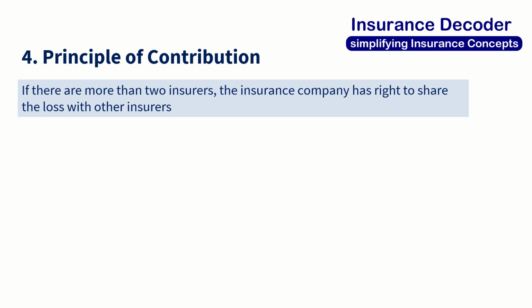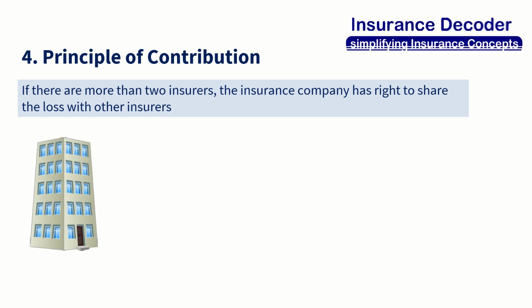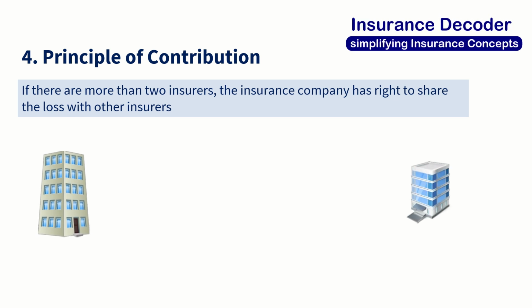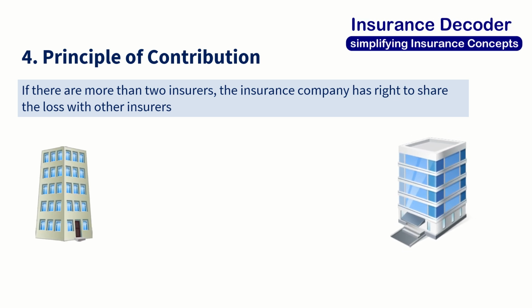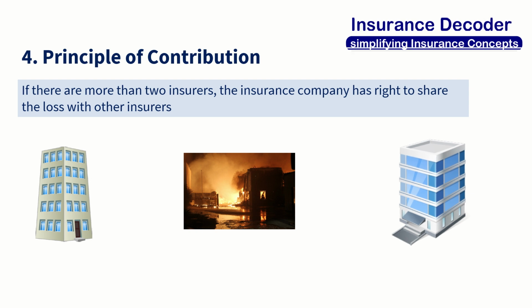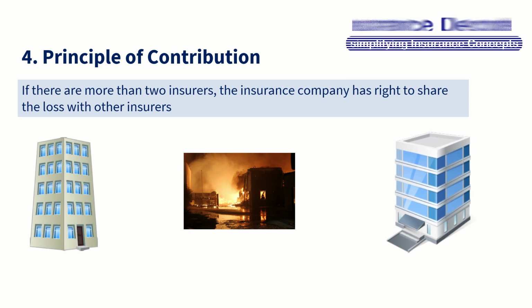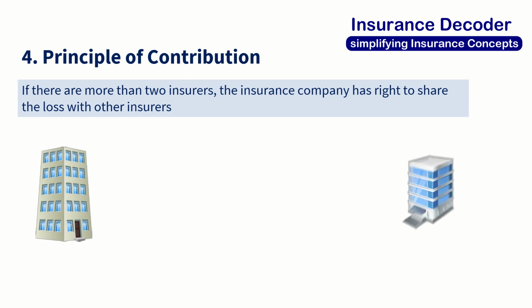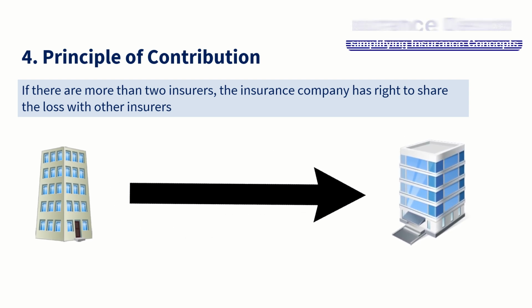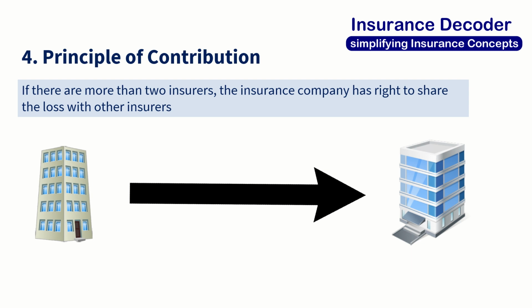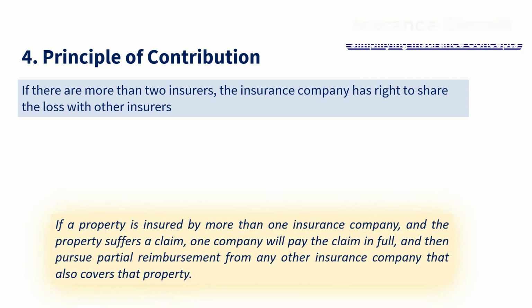Now, suppose you have taken insurance of rupees 10 lakh from one company and of rupees 10 lakh from another company. And in a fire incident, your total loss is rupees 10 lakh. Now you go to insurance company number 1 and claim the entire loss. The insurance company will pay you the compensation. However, now insurance company number 1 will approach the other insurer and ask for 5 lakh rupees because both the insurance companies had an equal share in your property.